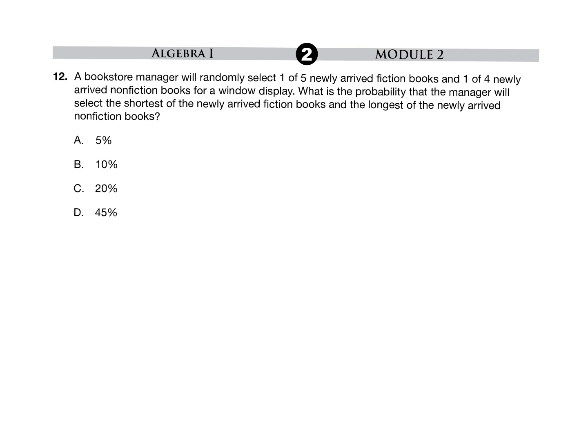And lastly, we have this bookstore manager who has randomly selected 1 of 5 newly arrived fiction books and then 1 of 4 newly arrived nonfiction books to go into a window display. And what is the probability that the manager will select the shortest of the newly arrived fiction books and the longest of the newly arrived nonfiction books?